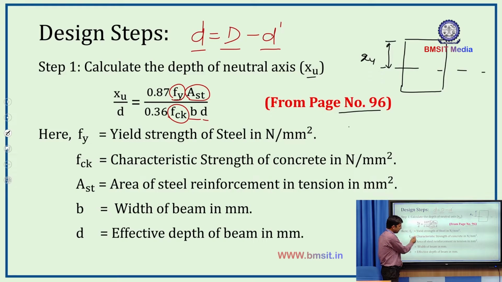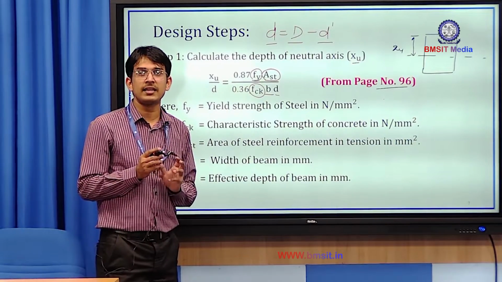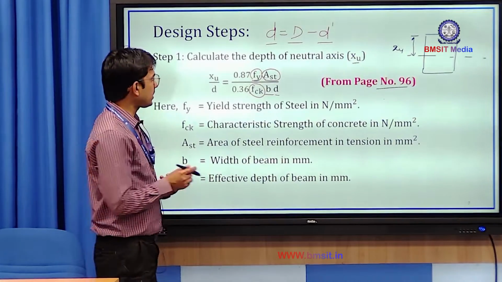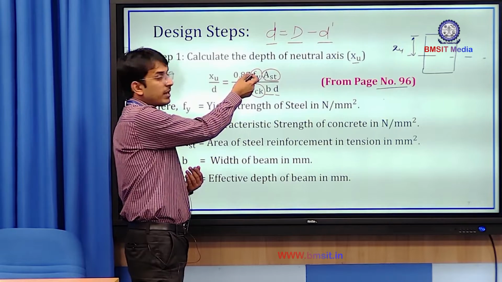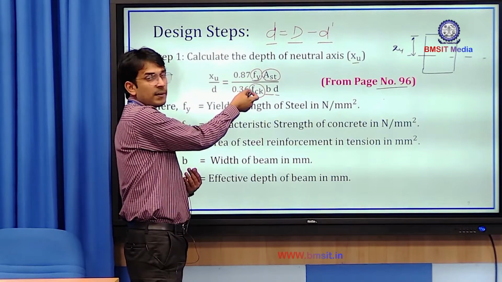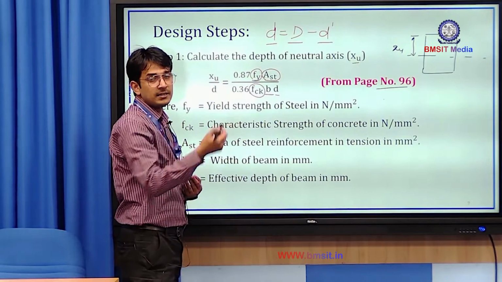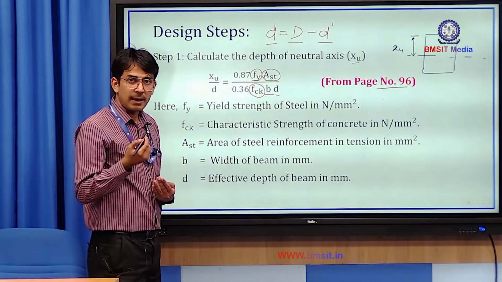This is the formula we have. While calculating, you also have to take care, because this is a numerical subject, regarding the units: what units you are putting in and what unit you are getting. If we put the values of fy in Newton per mm square, Ast in mm square, fck in Newton per mm square, and b and d in mm, then we can find xu in mm.